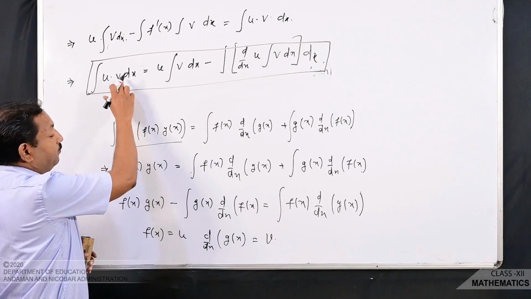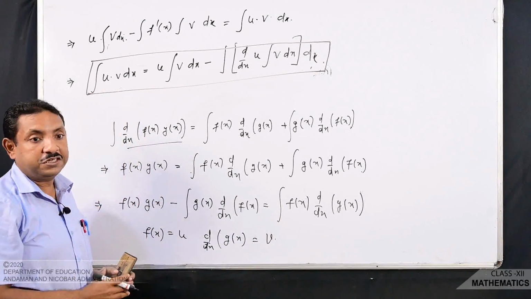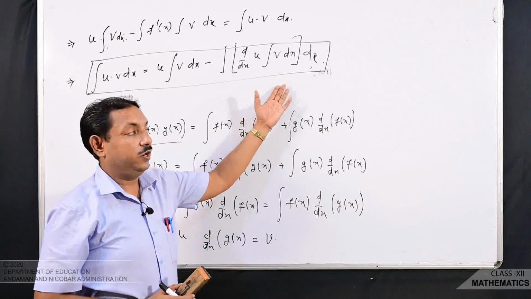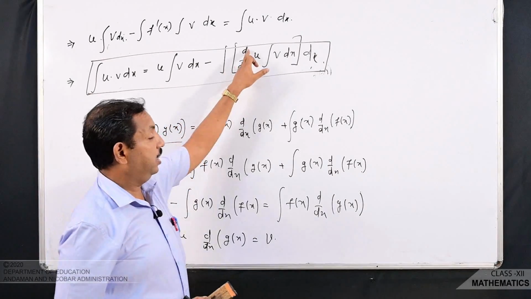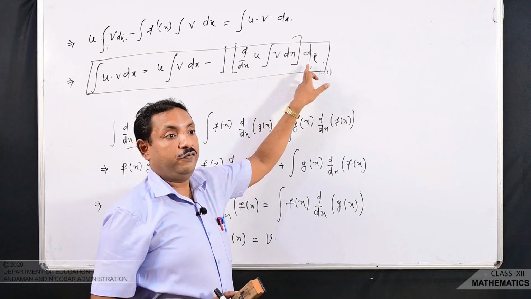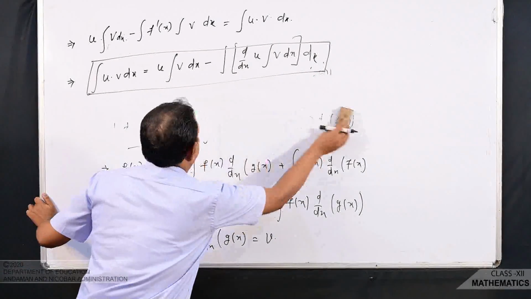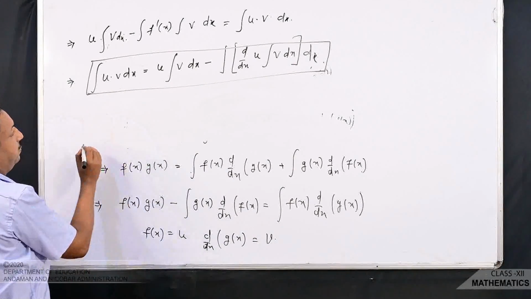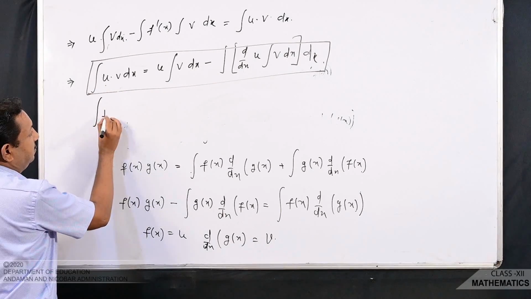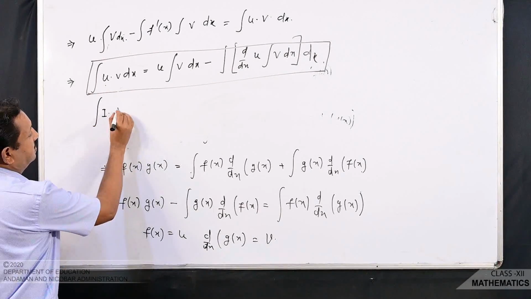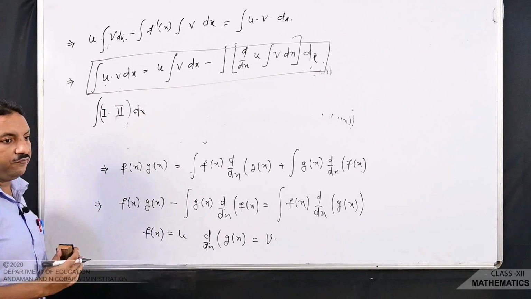Two functions in terms of x will be given to integrate, as the integrand, and we have to use this formula, that is, the integration of u v equals u times the integration of v minus the integration of the derivative of u times the integration of v. Here you can also read it like this: you keep the integration sign as it is, you call u the first function and v the second function, and we have to take the product of this first function and second function.